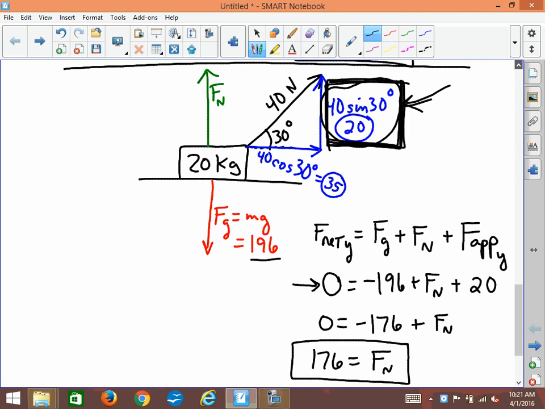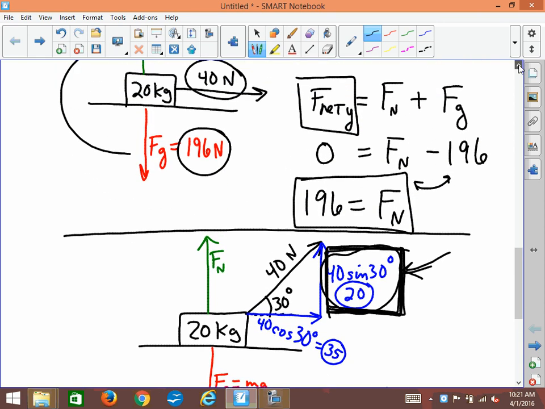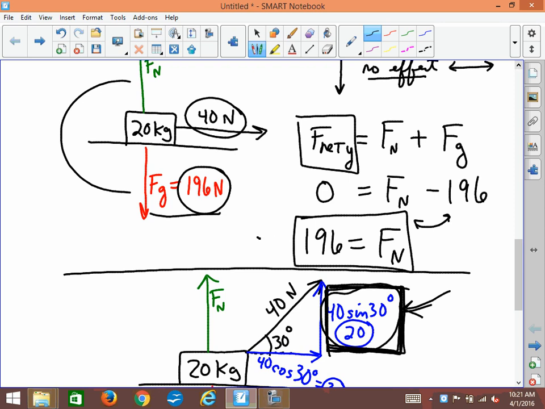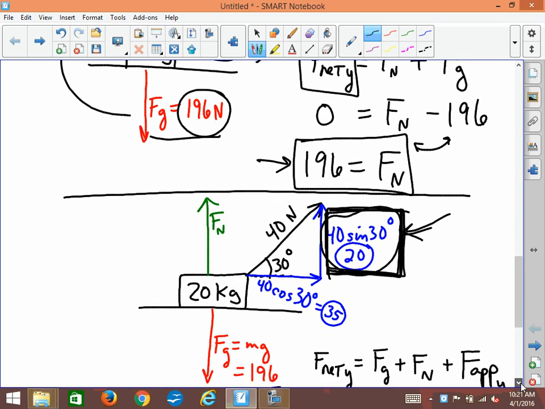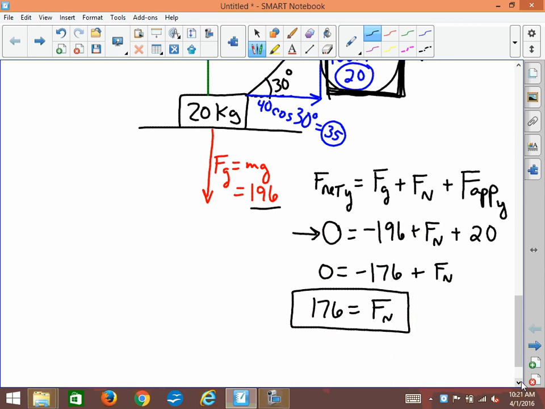So sometimes the normal force is not equal to the gravity. A lot of students get into the habit of thinking that the normal force will always be equal to gravity, because in simple cases, like the first one, it is. Gravity, 196, normal, 196. But in more complex cases, the normal can take on different values, and the only way to really find out is to use this equation, the F net y equation.